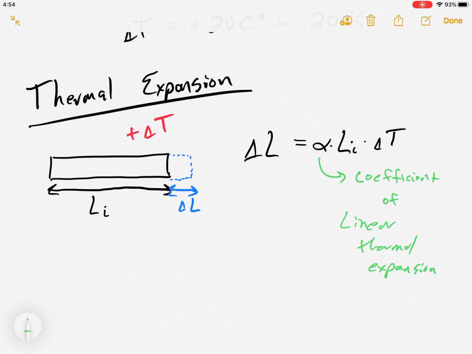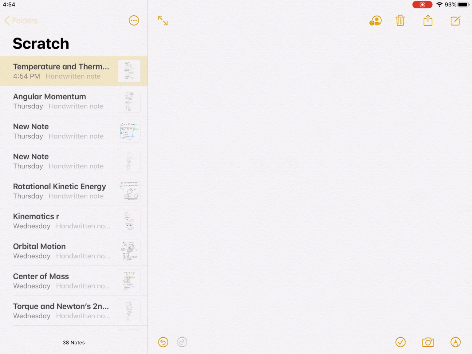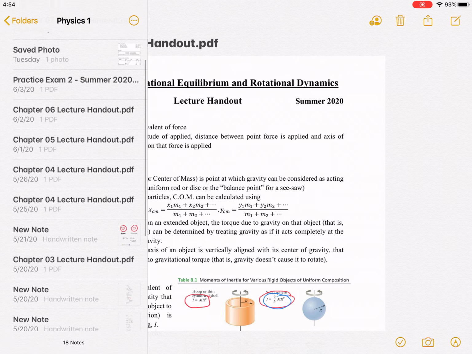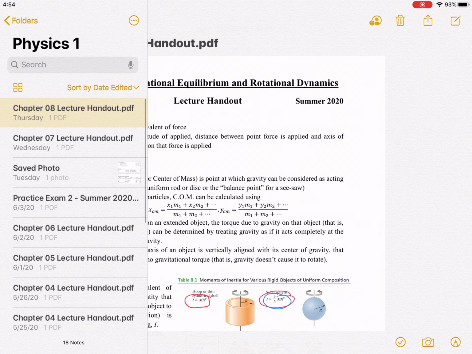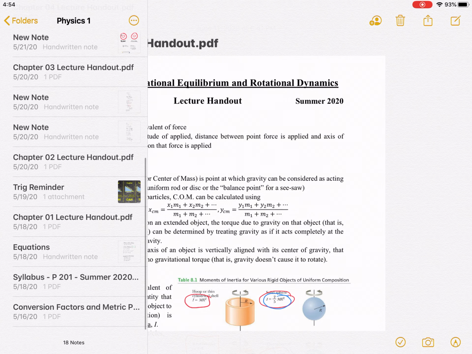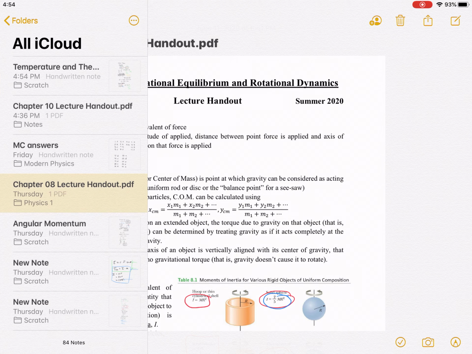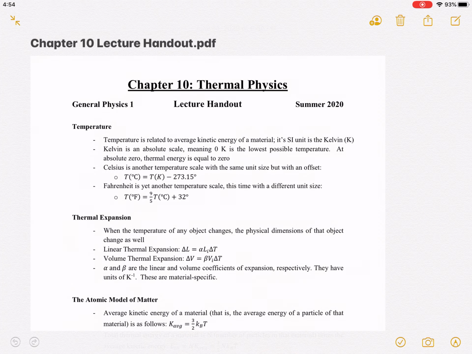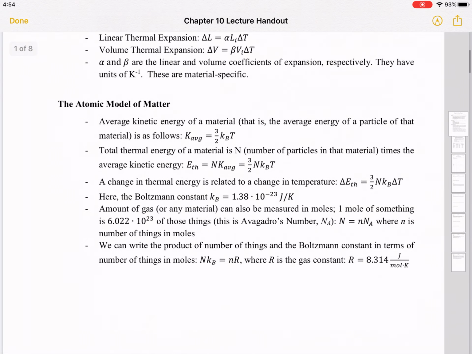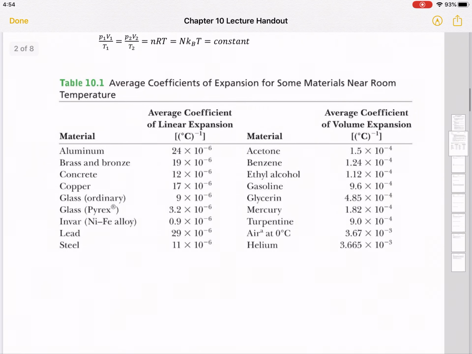In fact, let's look at some alphas. So if we go to the lecture handout, there it is. So if we look at the lecture handout, at the bottom of the second page, here's a list of several of these coefficients of linear expansion. You see something like 10 to the minus 6 is pretty common, right?